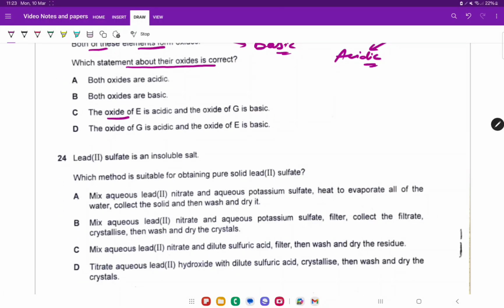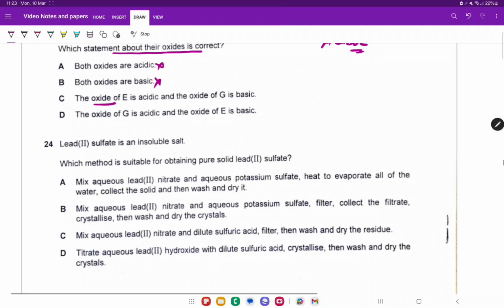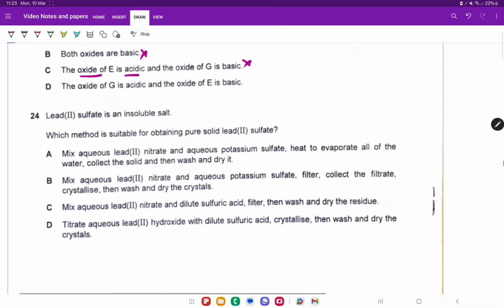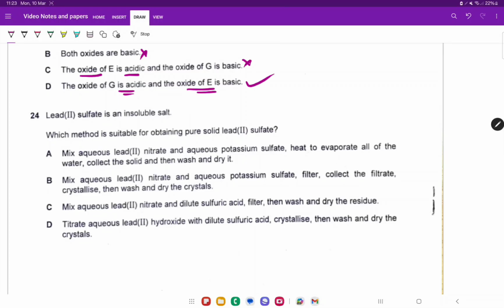Oxides of E and G both form acidic, both form basic, wrong. Oxide of E is acidic, no. Oxide of E is not acidic, it is basic, again wrong. Oxide of G is acidic and oxide of E is basic. Yes, correct. Answer is D.